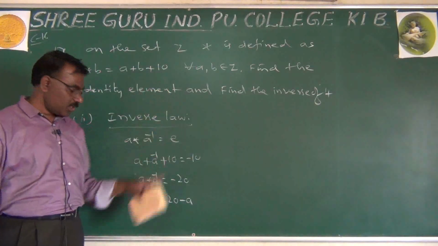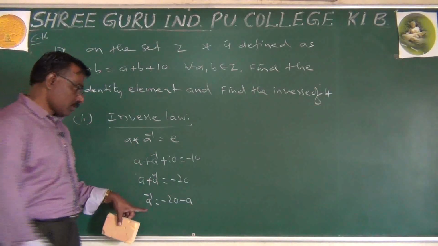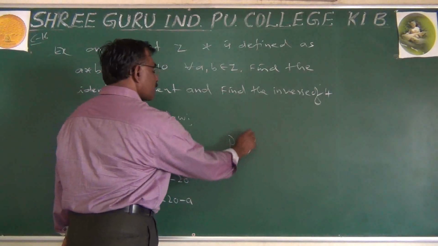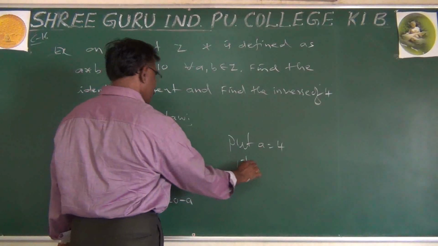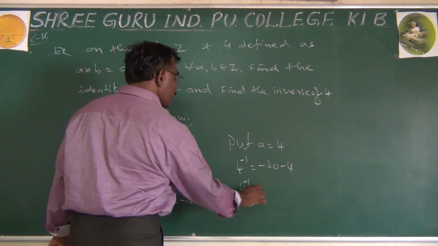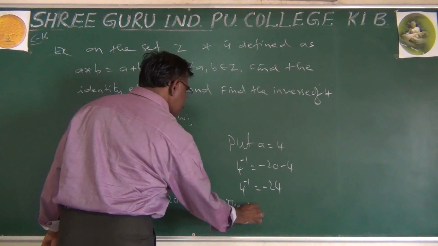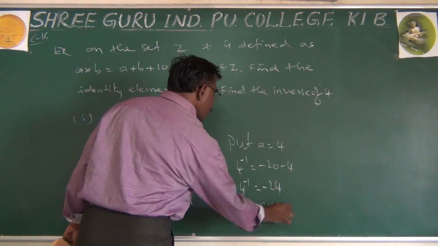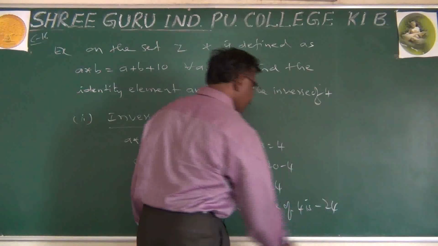In this problem, this is the general formula only, but if you are asked the inverse of a specific number, put A equal to 4. 4 inverse equals minus 20 minus 4, so 4 inverse equals minus 24. Therefore, the inverse of 4 is minus 24.